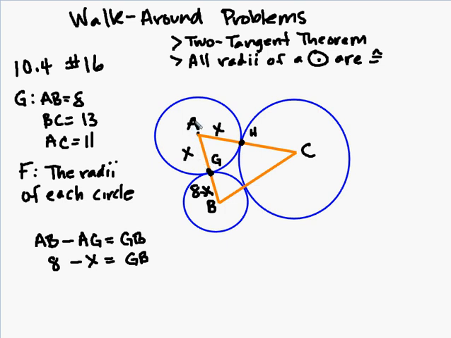If AG is x and GB is 8 minus x, then I'm going to call the point of tangency between these two circles I. I know that BI is also going to be 8 minus x, because GB and BI are radii of the same circle. Now I walk over to AC, and if AH is x, then HC is going to be 11 minus x. Because all radii of a circle are congruent, IC is going to be 11 minus x. So now all I have to do is figure out what the value is for x.